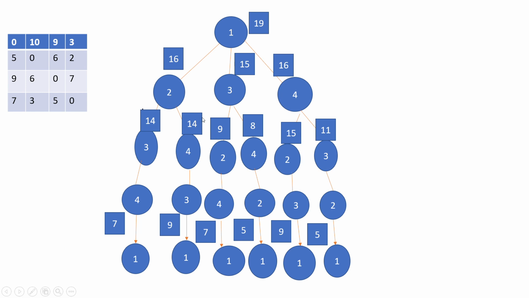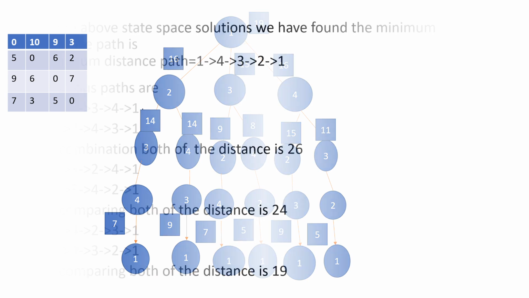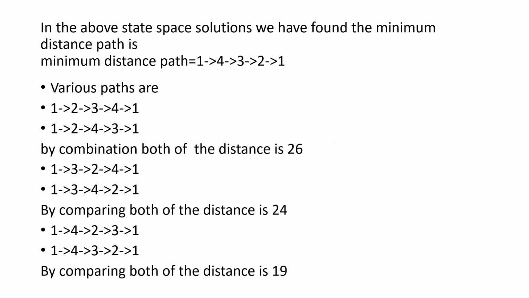But 2 to 3, the value is 6. 2 to 4, the value is 2. Comparing both, the minimum we get is 16. And comparing all these values, the minimum and optimal solution for the given set of values is 19. Then we consider like this, and by comparing all these, the values are 26, 24 and 19. The minimum and optimized solution is 19, and the minimum distance path is 1 to 4, 4 to 3, 3 to 2, 2 to 1.